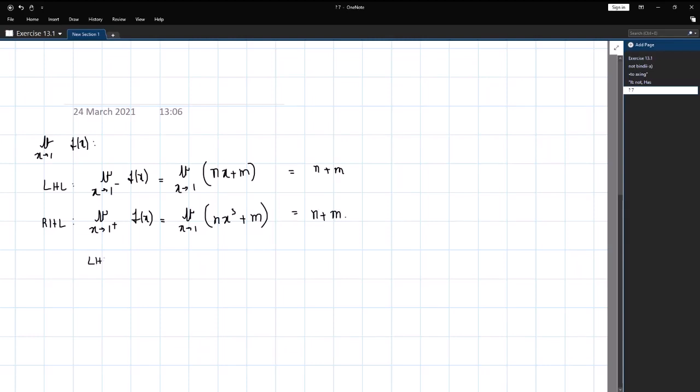So LHL is equal to RHL. This implies limit x tends to 1 of f of x exists. This implies m and n can take any value.